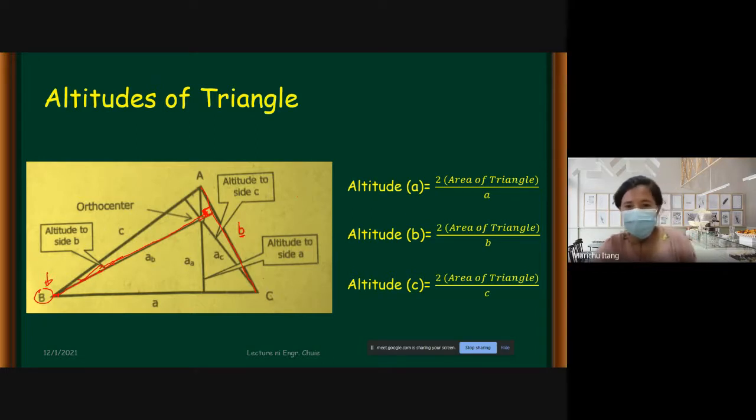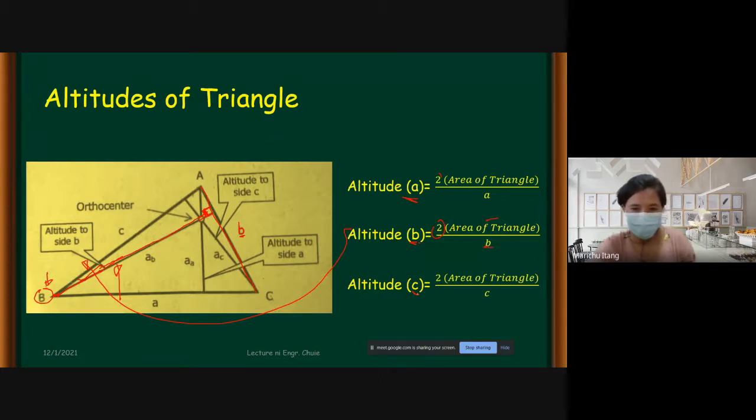If you compute the altitude in terms of A, in terms of B, or in terms of C, just compute two times the area of the triangle all over A. Or the altitude in terms of B, so this is the B, so we are referring to this line here. If you are going to determine this line, the formula is 2 times the area of the triangle over the length of the base, which is B.